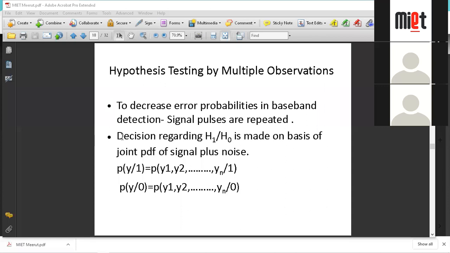So here you denote P of y given 1, because y is a vector and it has n symbols. Therefore, it becomes P of y1 to yn when 1 has been transmitted. So let's go to the next slide, please.